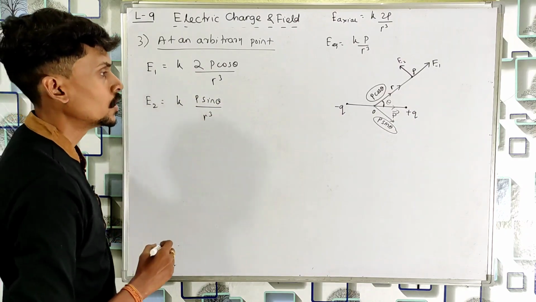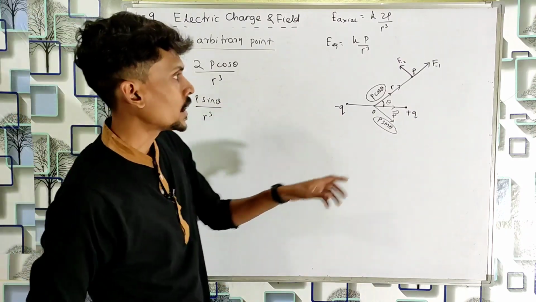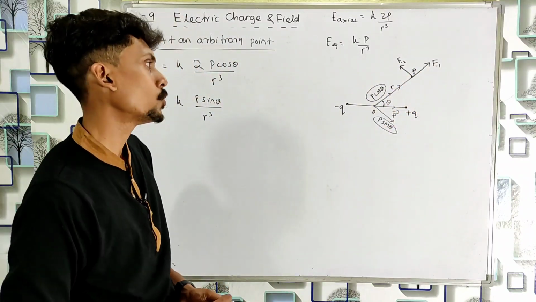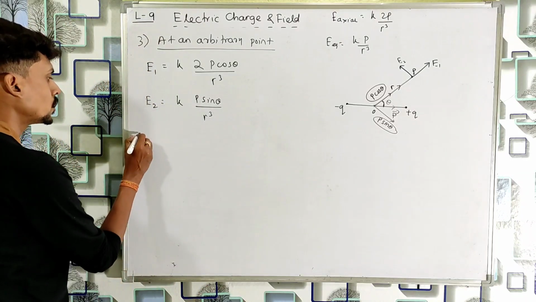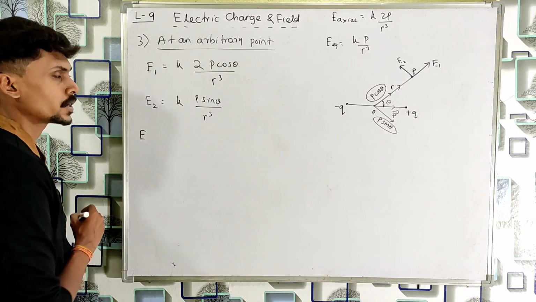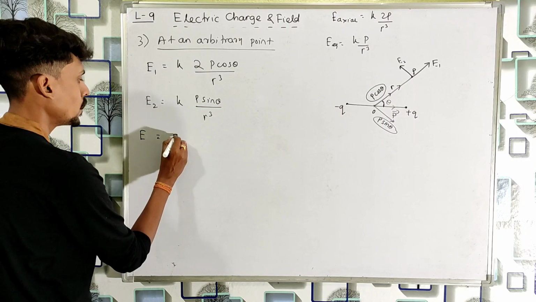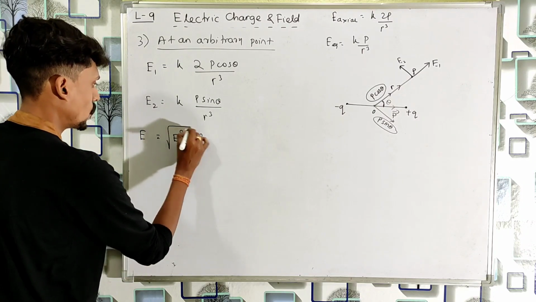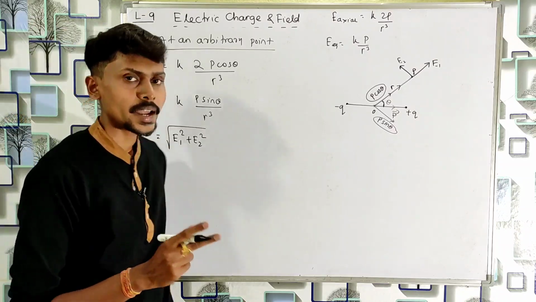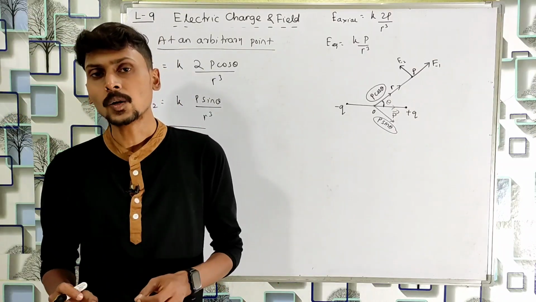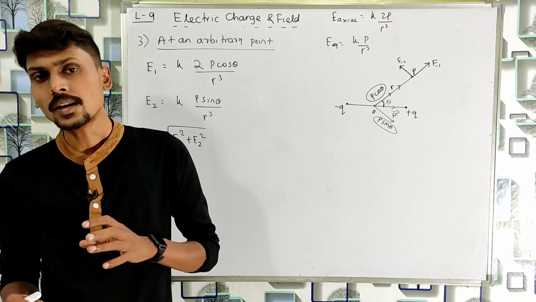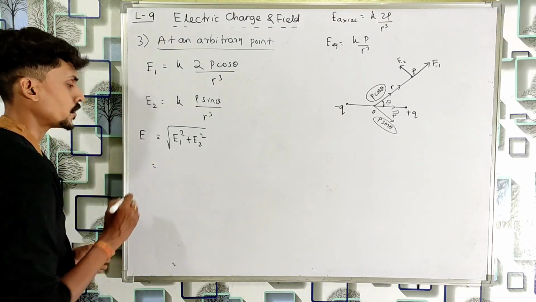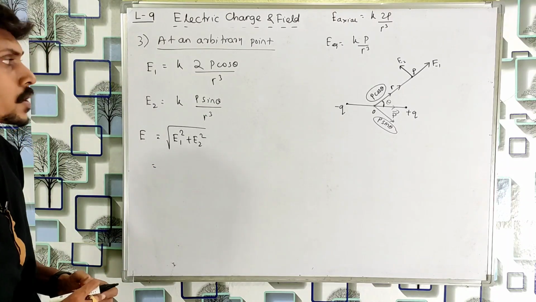Is that clear? So you can see that E1 and E2 are perpendicular to each other. So the resultant electric field will be the square root of E1 square plus E2 square. We know that if we have two vectors A and B and they are perpendicular to each other, then the resultant is given by the square root of A square plus B square. So here I can write the square root of E1 square plus E2 square.